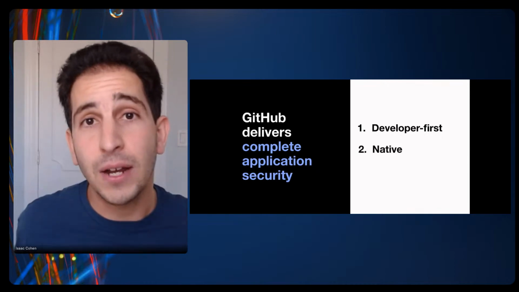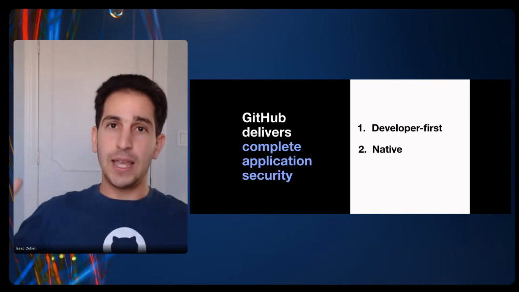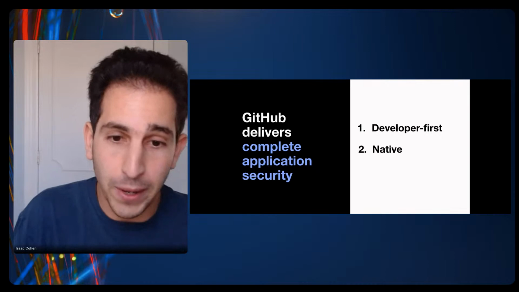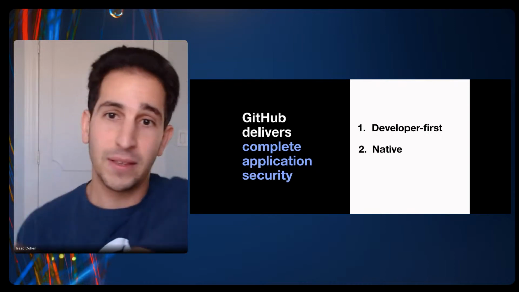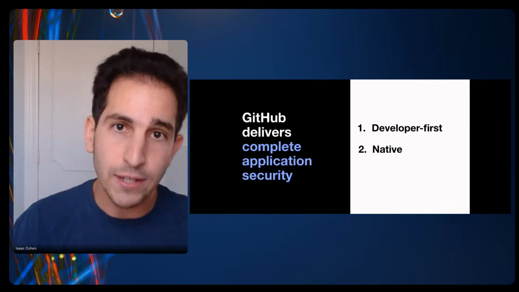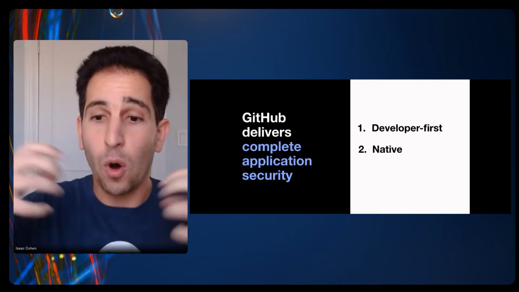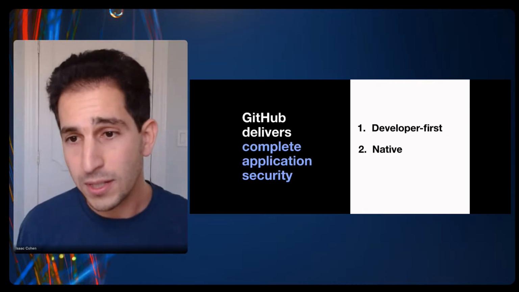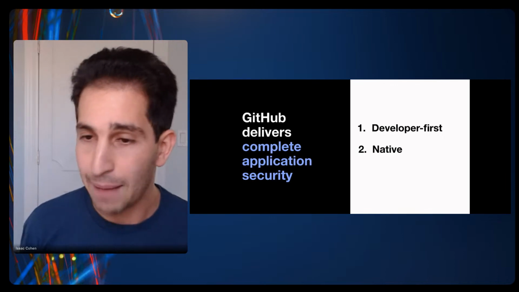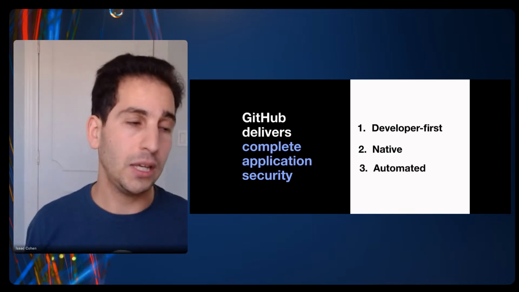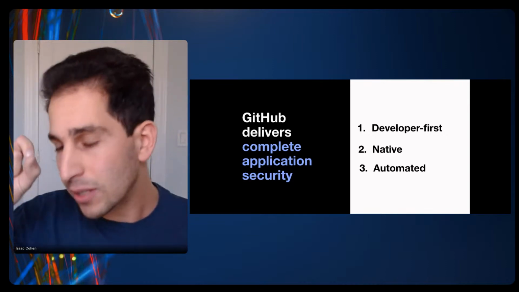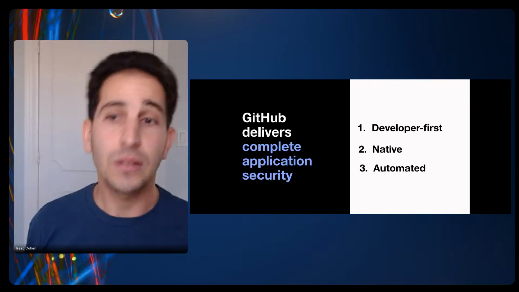Number two, native. We build things natively as part of the GitHub solution. Developers wake up and they open up their GitHub, and when they go to sleep, they still have their GitHub open. GitHub is that central location where developers live, where the home of software and the home of open source live. So everything that we build becomes native into the GitHub application. And then finally, we try to automate as much as possible. And I believe that there is a lot that can be automated in the security space.